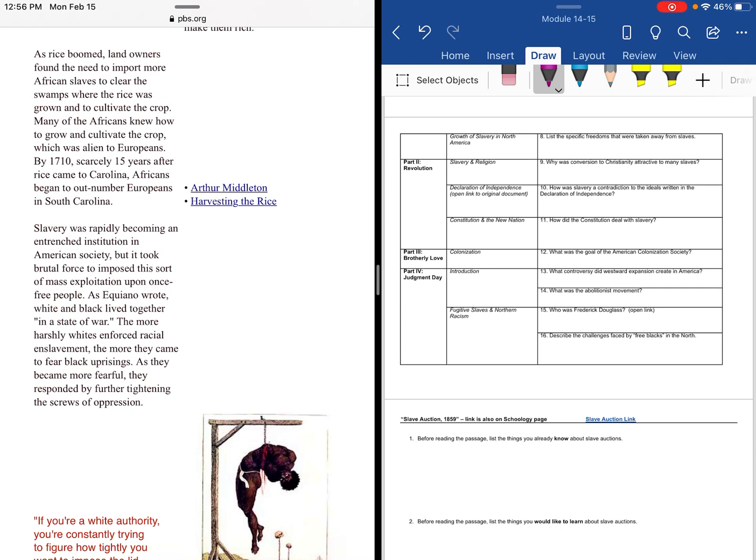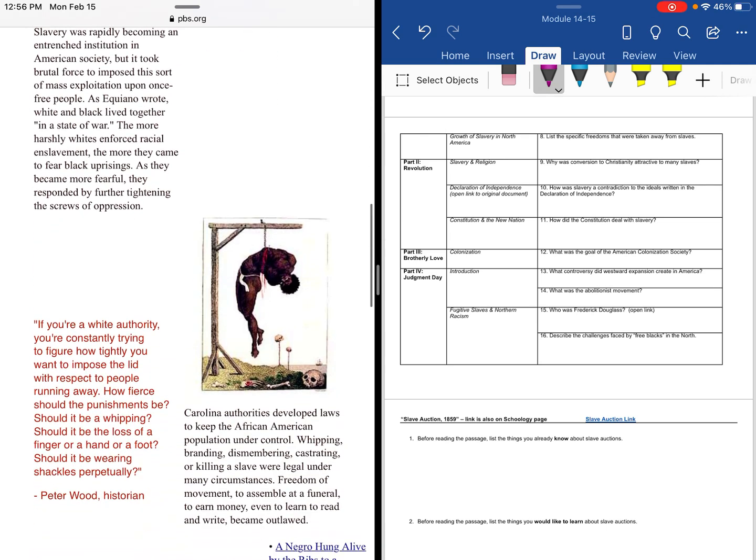Slavery was rapidly becoming an entrenched institution in American society, but it took brutal force to impose this sort of mass exploitation upon once free people. As Equiano wrote, white and black lived together in a state of war. The more harshly whites enforced racial enslavement, the more they came to fear black uprisings. As they became more fearful, they responded by further tightening the screws of oppression.